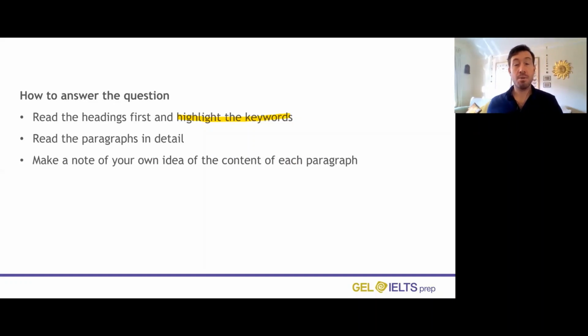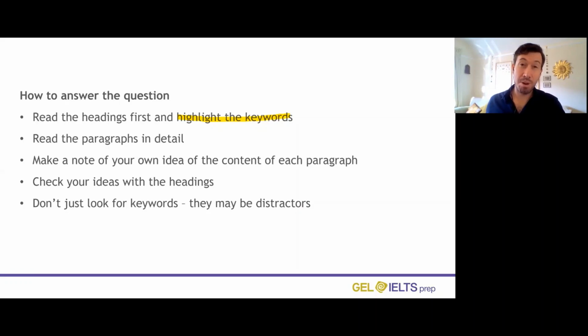And it's a good idea when you've read each paragraph that you quickly make a note of what you think the main idea of that paragraph is. And this will then help you to match it later to the headings. So as I say, it's good to think, what do you think is the main idea in that paragraph? Once you've got your ideas, then you need to check them with the headings and see which ones match the best to the headings.